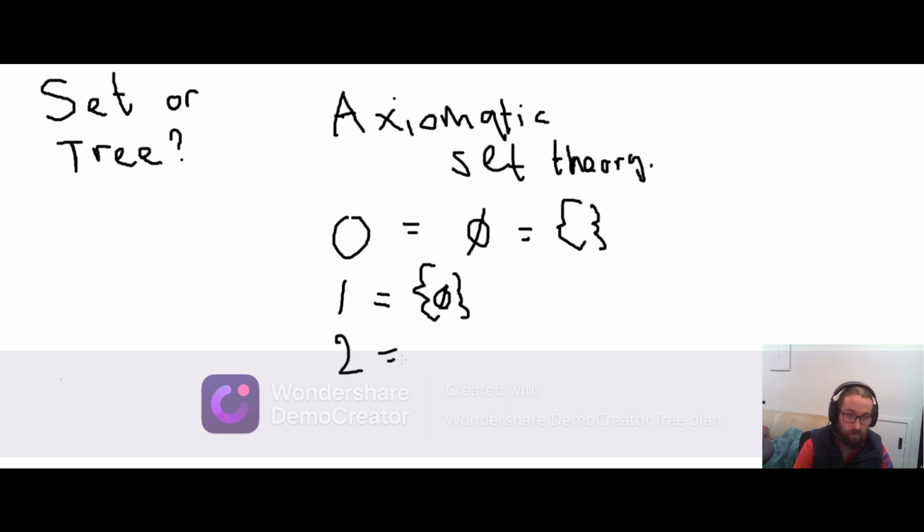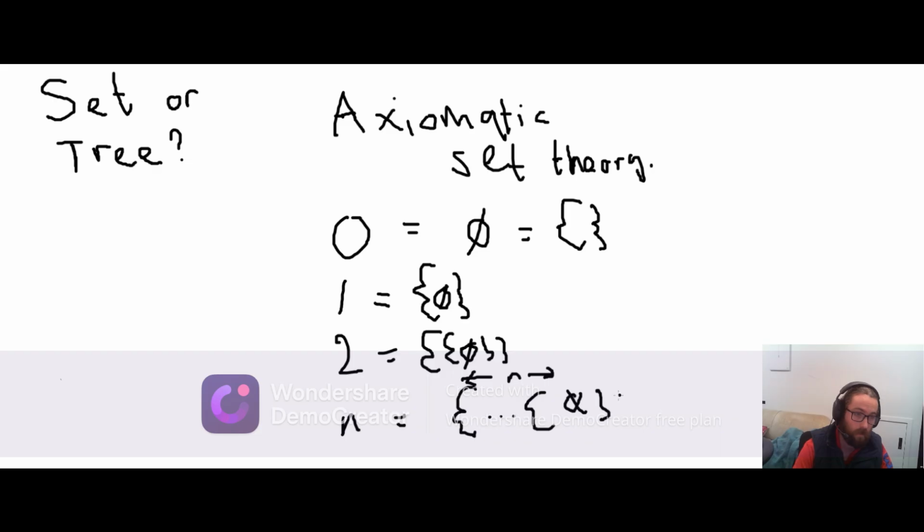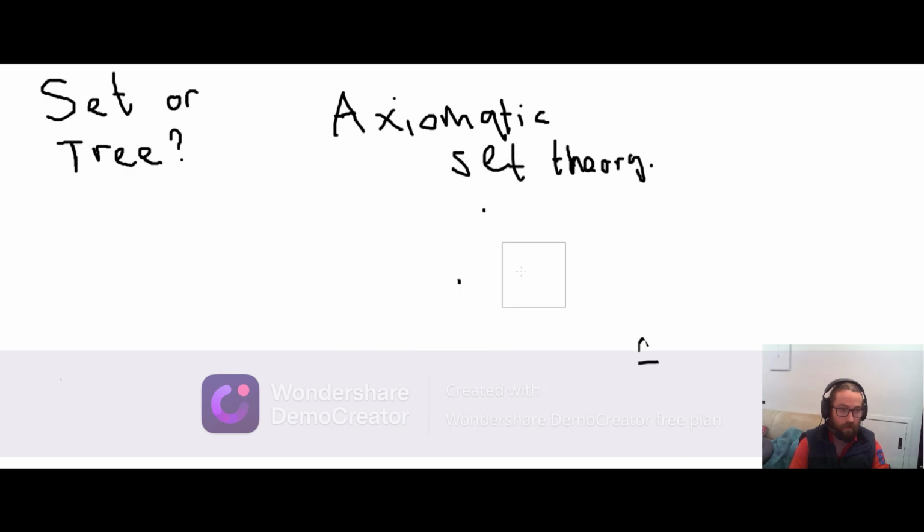And then 2 is the set with the 1 inside of it. And in general, set n is just going to have n open brackets, and then the empty set, and then n closing brackets. Every number contains the number before it. And I won't get into why he thought this because it's really complicated.